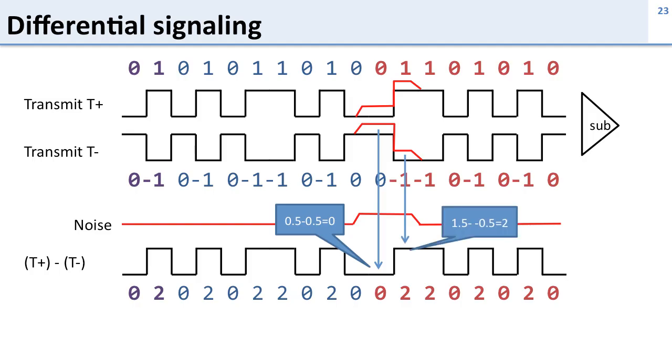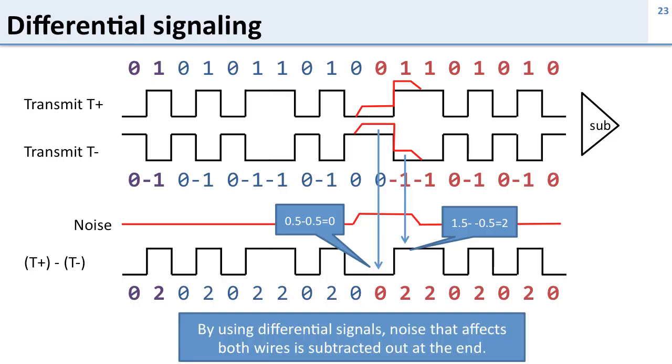And the same thing happens here. Instead of having 1 minus -1 to give us 2, we get 1.5 minus -0.5, which also gives us 2. So by using differential signals, we can take noise that affects both wires and subtract it out. And that gives us a cleaner signal, which allows us to run much faster.